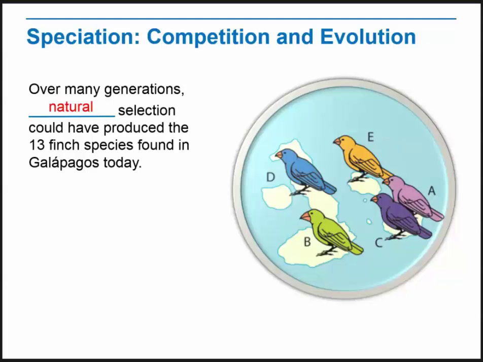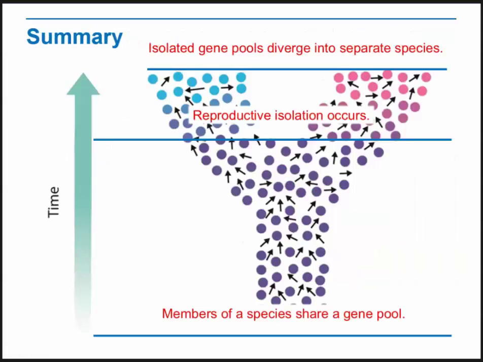Even if two separate groups lived in the same area, their phenotypic differences would conceivably have been great enough to prevent them from mating with one another. Once populations become reproductively isolated, they are considered separate species. So, when members of a species share a gene pool and are separated for some reason, reproductive isolation occurs. Isolated gene pools diverge, potentially into separate species.